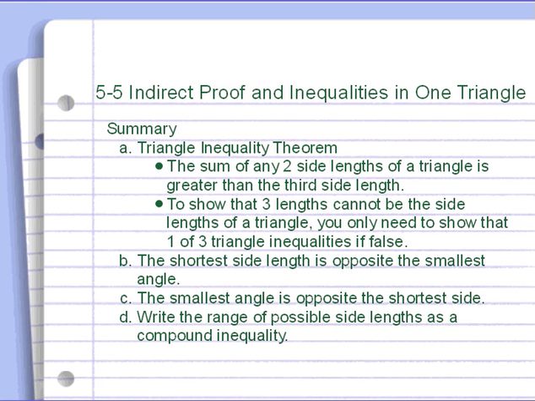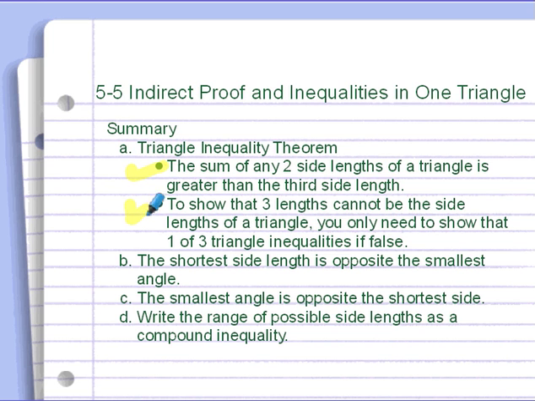All right, so we are done with indirect proofs and inequalities in one triangle. The triangle inequality theorem says the sum of any two sides of a triangle is greater than the length of the third. To show that the 3 lengths cannot be the sides of a triangle, you need only to show that one of the 3 inequalities is false.